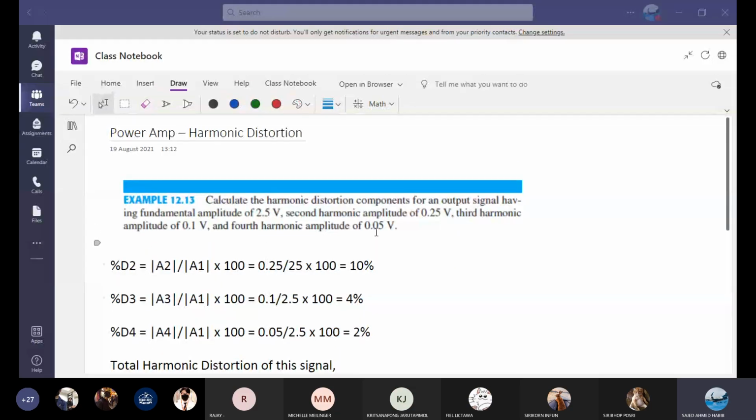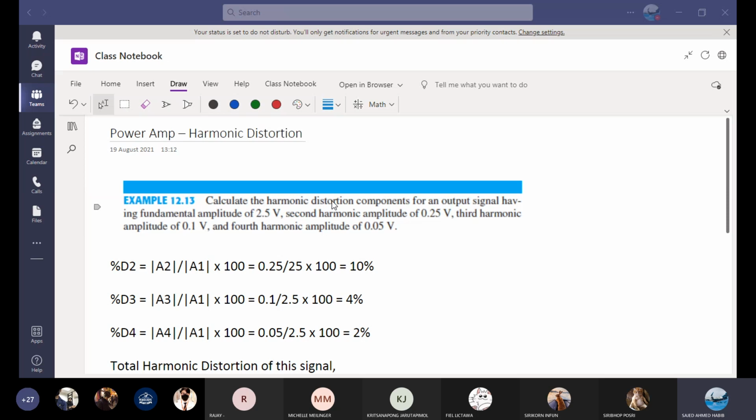Example 12.13 in the textbook. Right now you are looking at it. Calculate the harmonic distortion components for an output signal. Fundamental amplitude 2.5 volts. Second harmonic is 0.25 volts. Third harmonic is 0.1. Fourth harmonic is 0.05. So basically you have to calculate percent D2, percent D3, and percent D4.